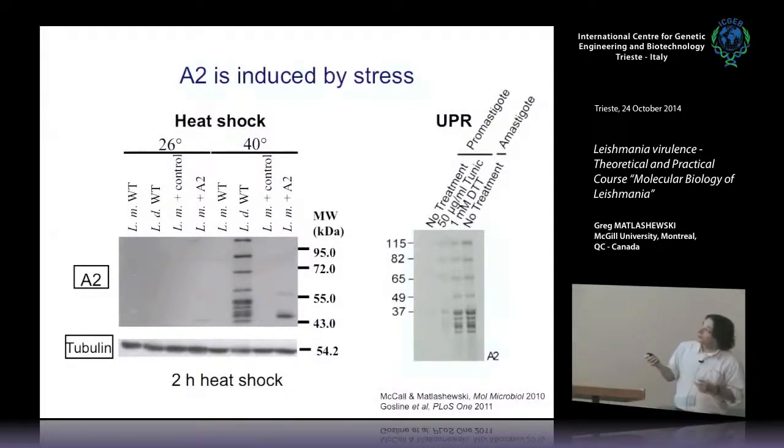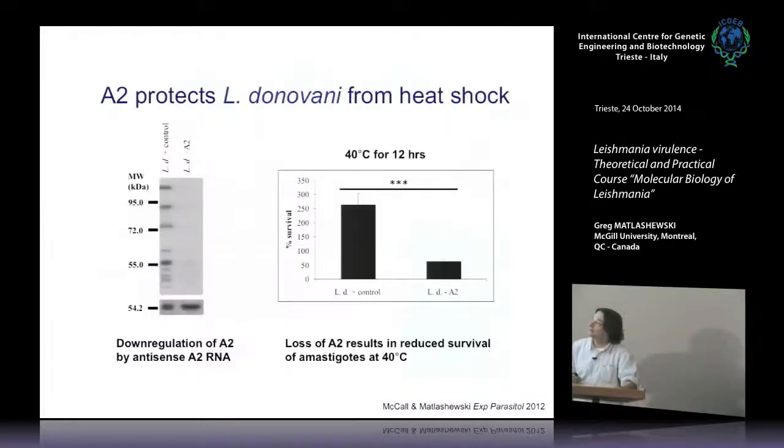You could also induce it by other kinds of stress. Here we use ways of unfolding the protein. So DTT causes protein unfolding, and it induces A2. Tunicamycin causes alterations in the protein, and you can get some induction. So it seems to be induced by some stress. We were also able to knock down A2, through another approach. If you remove A2 from Leishmania donovani, at 40 degrees for 12 hours the parasite survives quite well, but if you take away A2, the parasite doesn't survive as well. So it needs A2 to survive at a higher temperature.